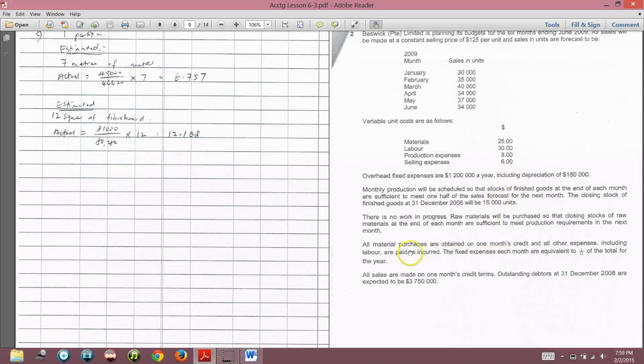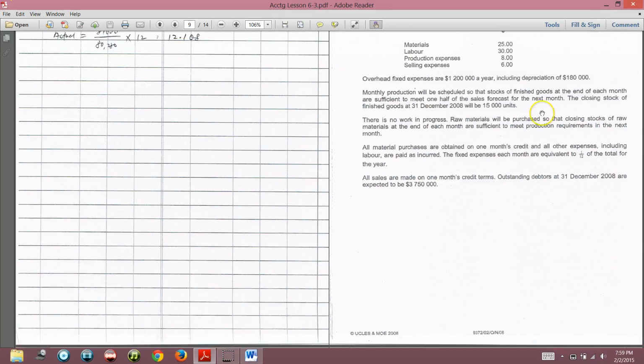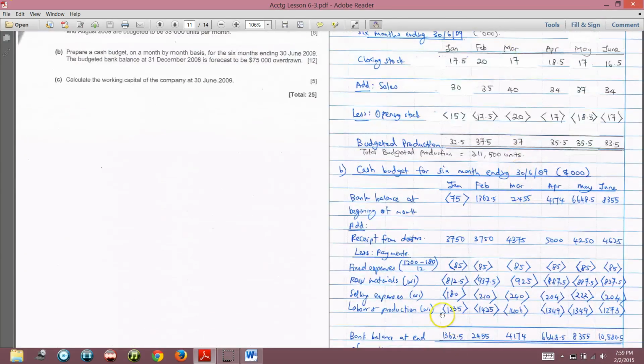Okay, now look here, all material and all. It says selling expenses will be based on sales. All material purchases, all the fixed and all other expenses, including labor, are paid as incurred. So you see, selling expenses is also paid as incurred. So that means January selling expenses will be 30,000 units times $6. 30 times 6 is 180,000, okay, 180.